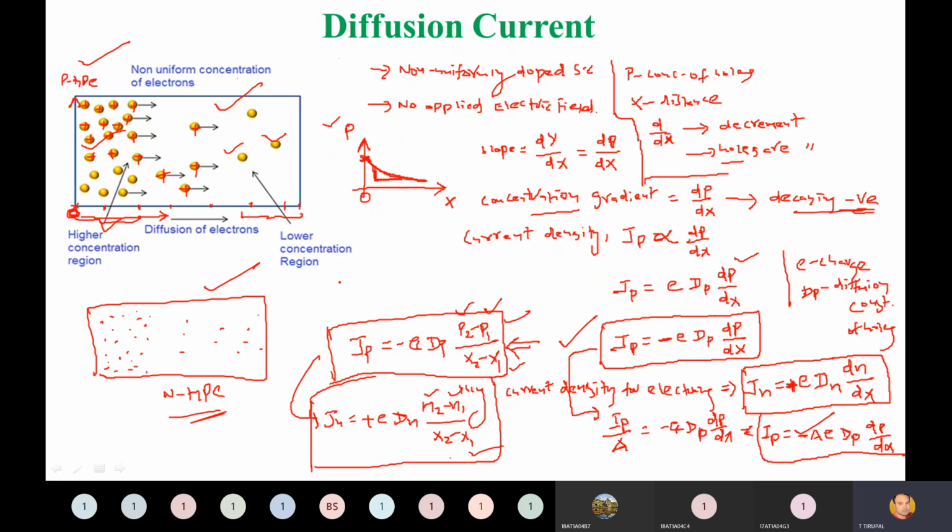Or you can use this formula also. This formula will appear like this: Ip is equal to minus A e dp into p2 minus p1 divided by x2 minus x1. Okay. Likewise, various formulas exist. While you practice all the problems, you will be very thorough with diffusion currents and their current densities and their currents. Okay. Right. Next.